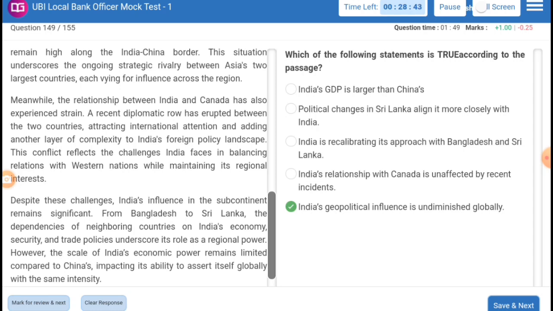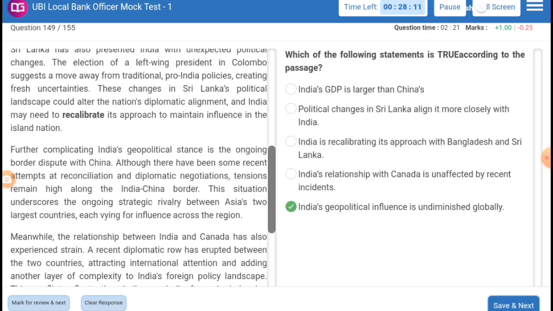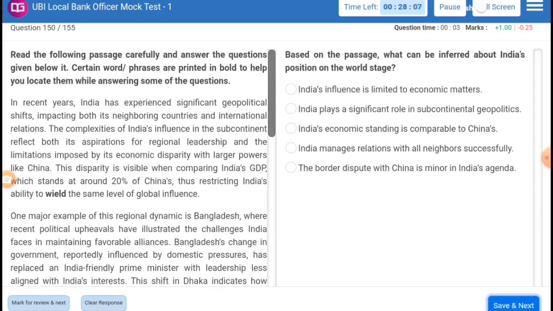The relationship between India and Canada has also experienced strain. Meanwhile, the relationship between India and Canada has also experienced strain. Based on the passage, what can be inferred about India's position on the world stage?